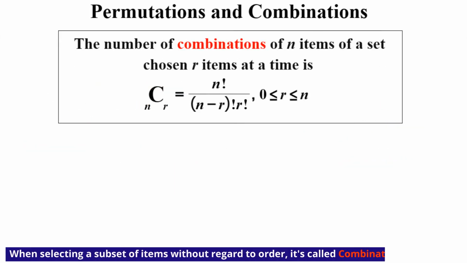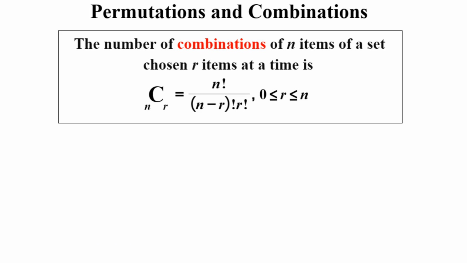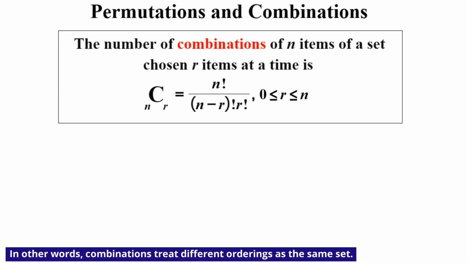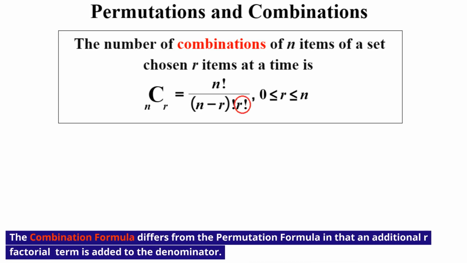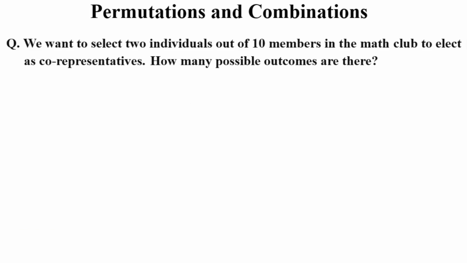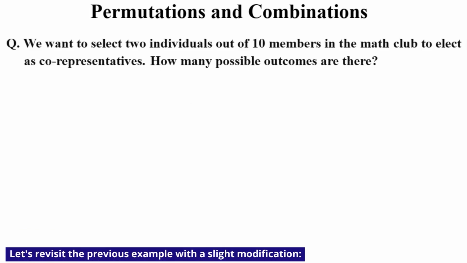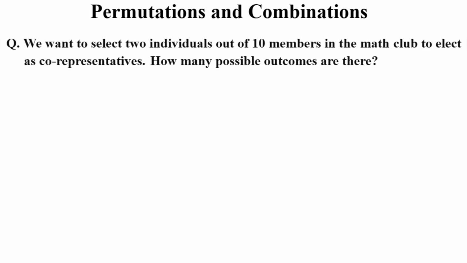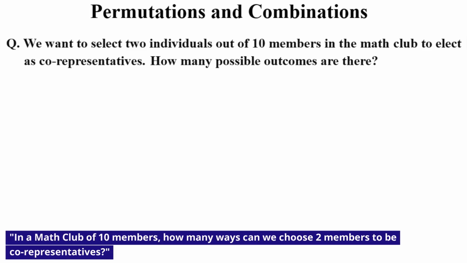When selecting a subset of items without regard to order, it's called combination. In other words, combinations treat different orderings as the same set. The combination formula differs from the permutation formula in that an additional r factorial term is added to the denominator. Let's revisit the previous example with a slight modification. In a math club of 10 members, how many ways can we choose 2 members to be co-representatives?